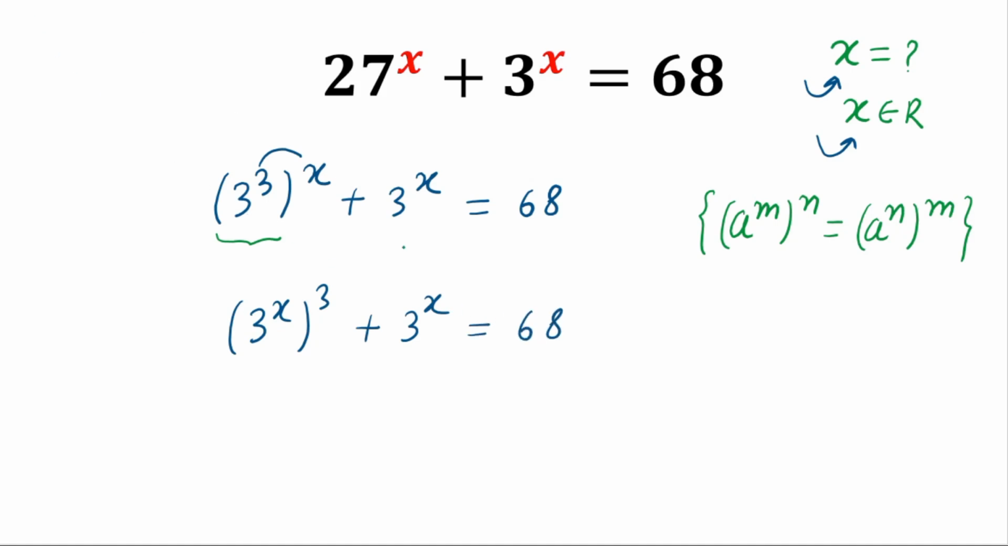Now if we apply substitution and substitute 3^x = m, then the left-hand side expression is m^3 + m, and this is equal to 68. Now we have a cubic equation, m^3 + m = 68.